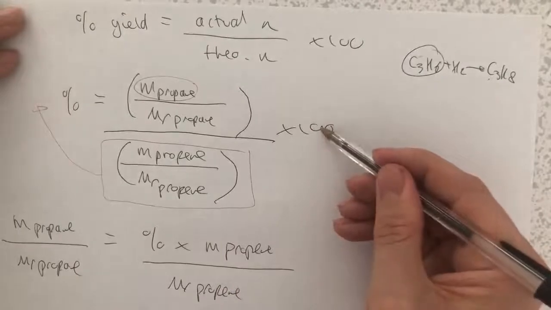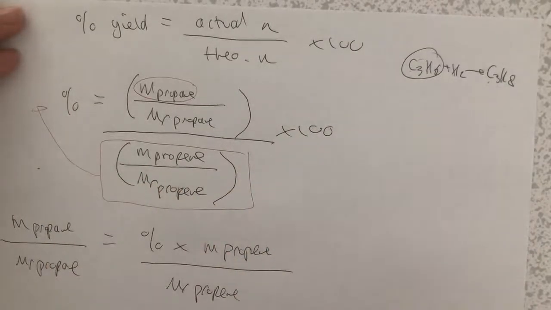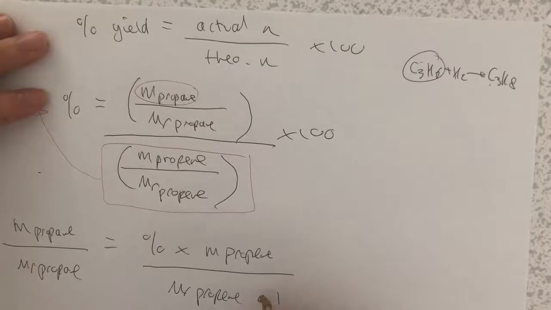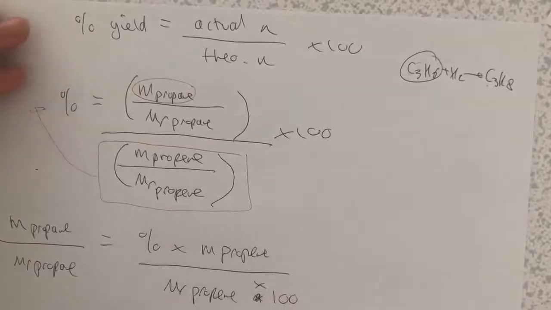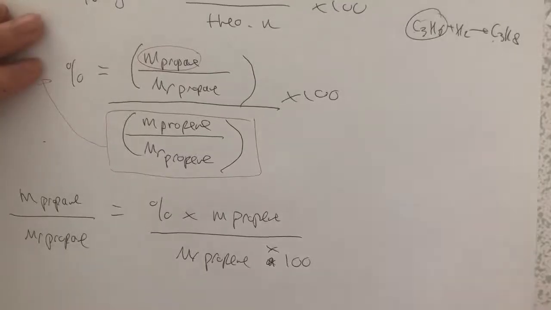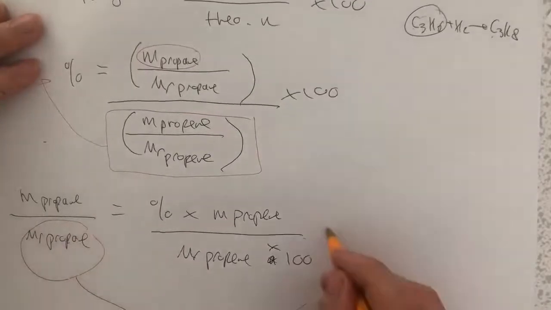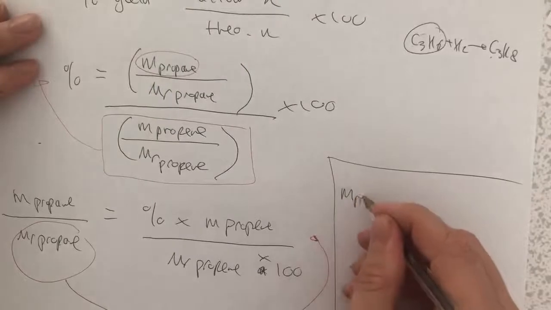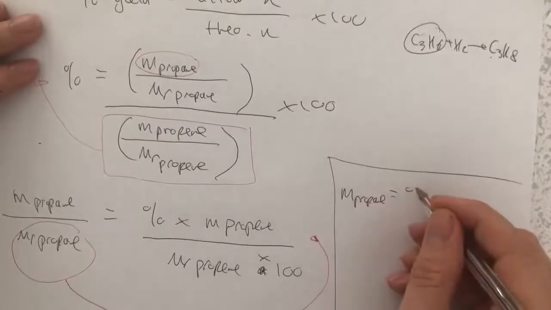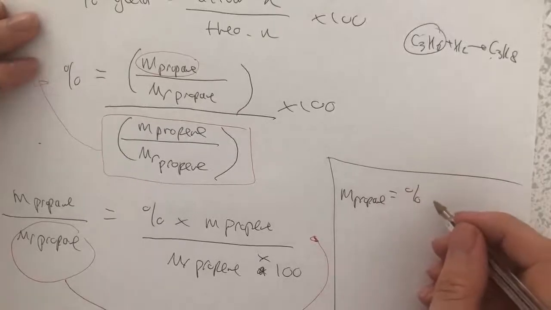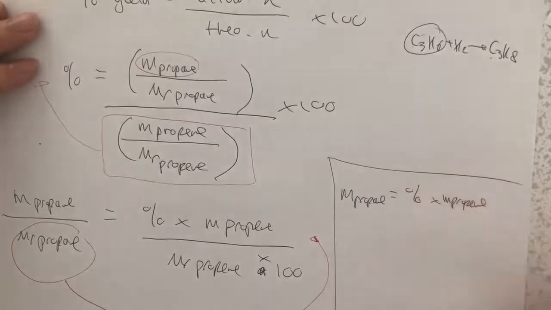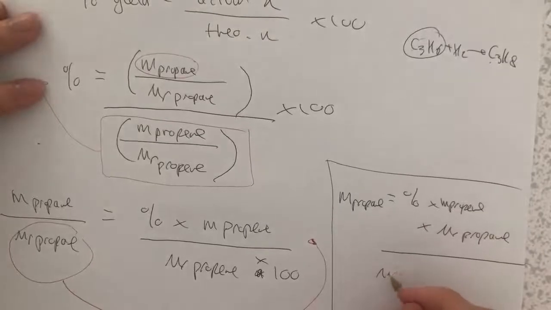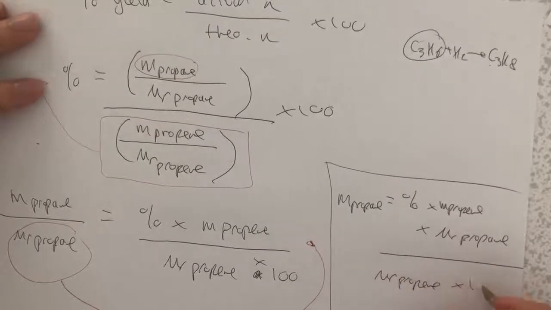This times by 100, we can pull down there as divide. So that's going to be divided by 100. That's a times there. Finally, we can take this MR of propane, pull it to the top up here, and so your final equation will be the mass of propane is equal to your percentage yield times by the mass of propene times by the MR of propane divided by the MR of propene by 100.